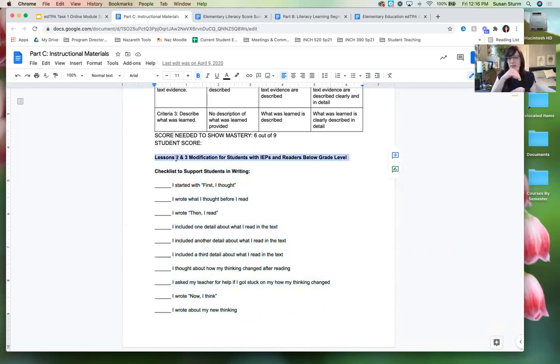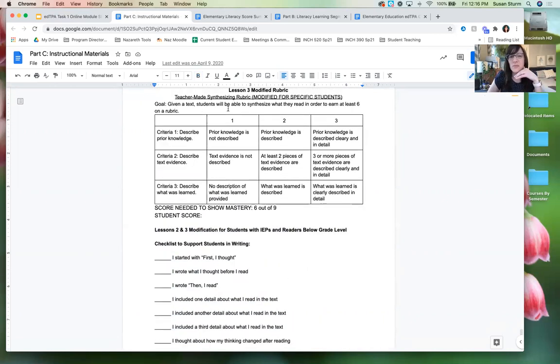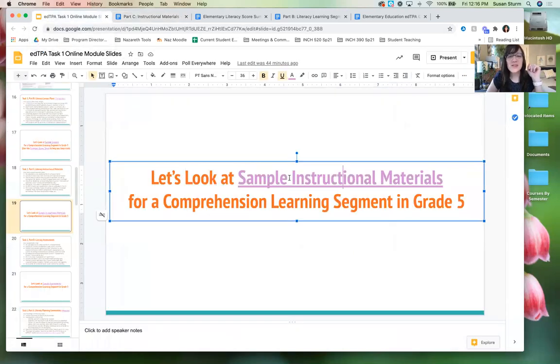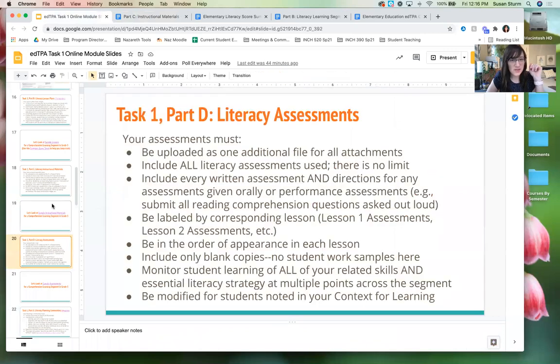So there's a little bit of overlap, but there's a little lack of clarity in the instructional materials, and some assessment materials were put into this instructional materials document. So it's not perfect, but it certainly is good enough, and it would do really well on the edTPA. So those are the instructional materials.